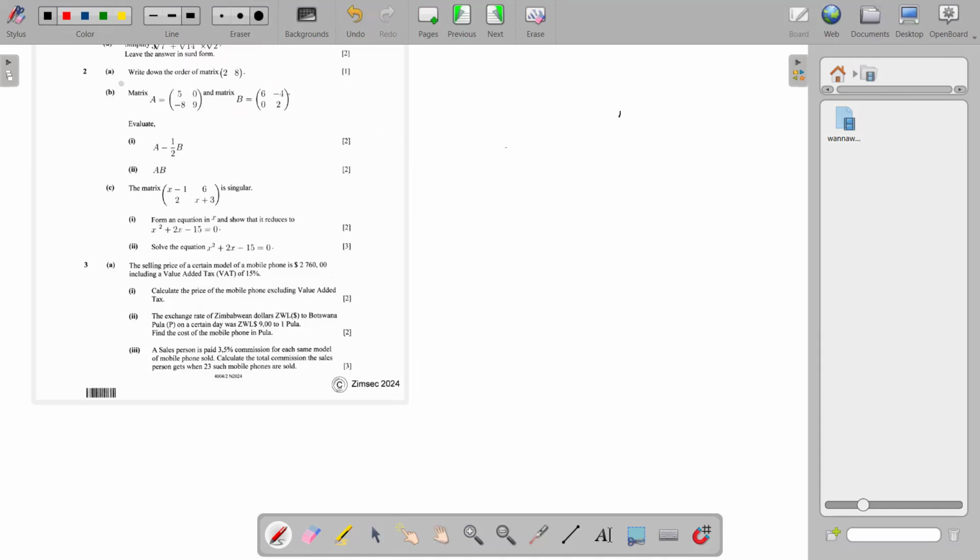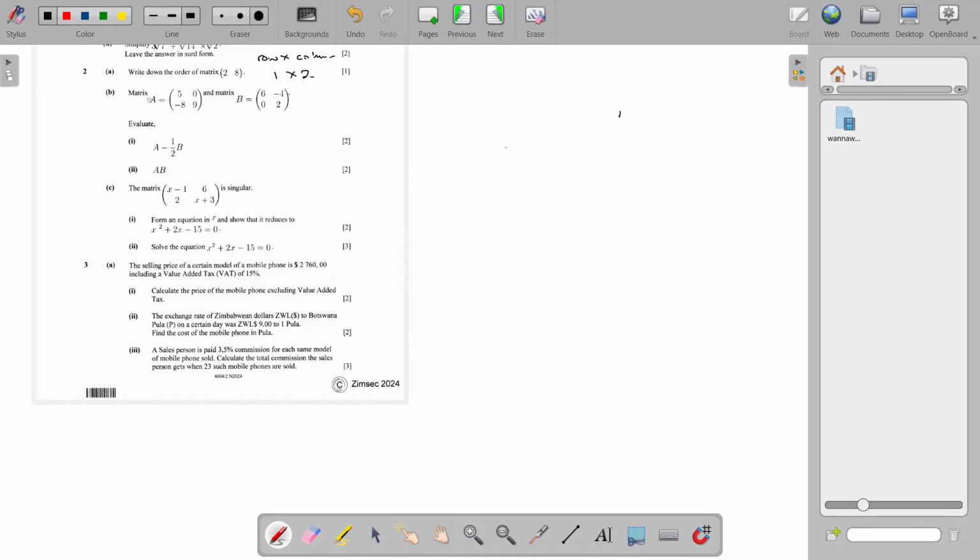Now we are on question number 2. If you check question number 2, it's mainly matrices. The first question is saying write down the order of the matrix. When writing the order of a matrix, you have to know that it's written in the form row by column. So how many rows do we have here? It's one row. How many columns do we have? It's 1, 2. So that matrix is a 1 by 2 matrix.